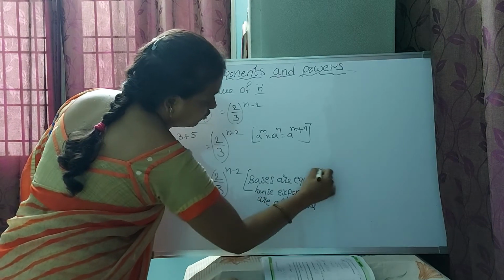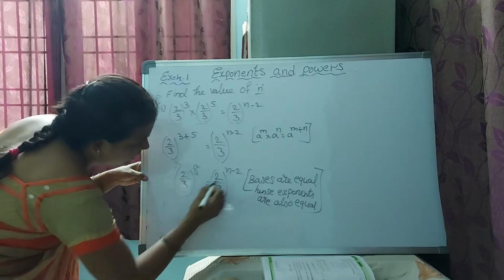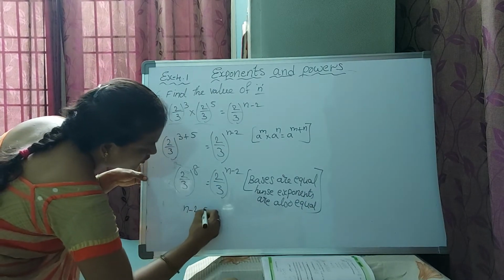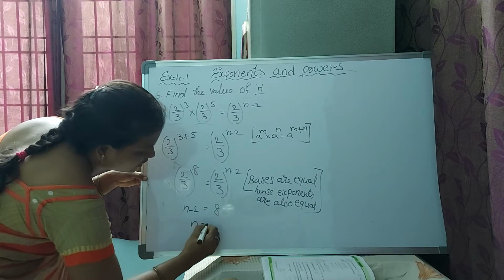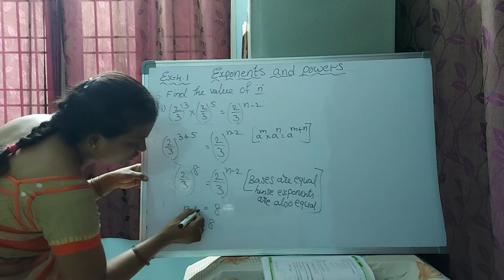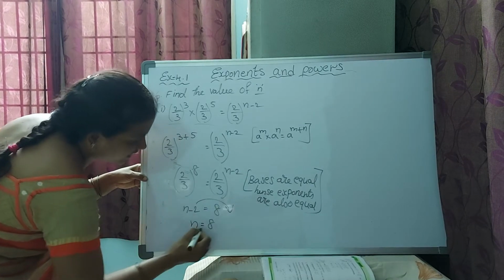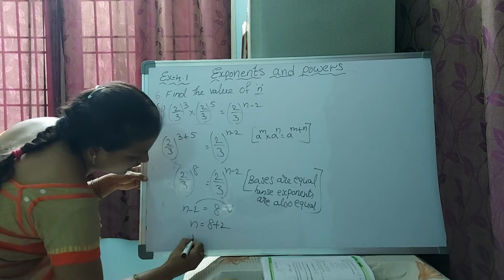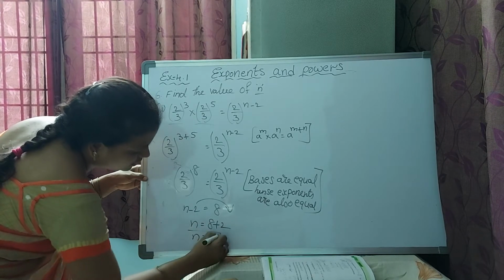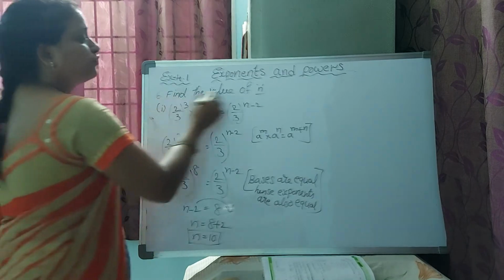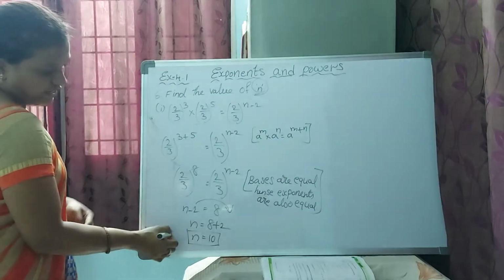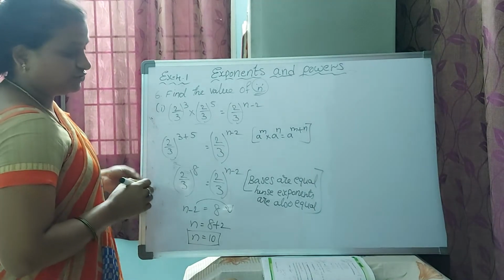So if they are equal, what do you have to do? n − 2 is equal to 8. So n is equal to 8 + 2, if we transpose to the right-hand side, plus 2. So n is equal to 10. He asked you to find the value of n, so n is equal to 10 for the first one.